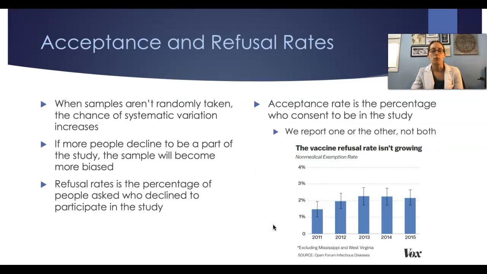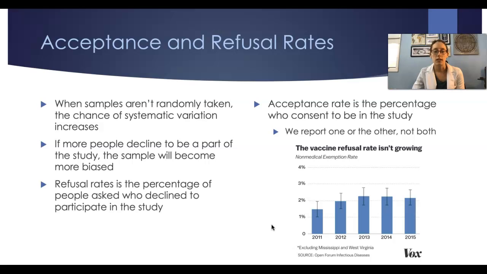So then we have acceptance and refusal rates. So when samples aren't randomly taken, the chance of systematic variation increases. So when we start to introduce bias into our samples because we're picking and choosing who's a part of our sample, then we start to see some of that systematic variation where we're maybe not hitting the bullseye like we're supposed to be. If more people decline to be part of a study, that sample automatically becomes more biased.